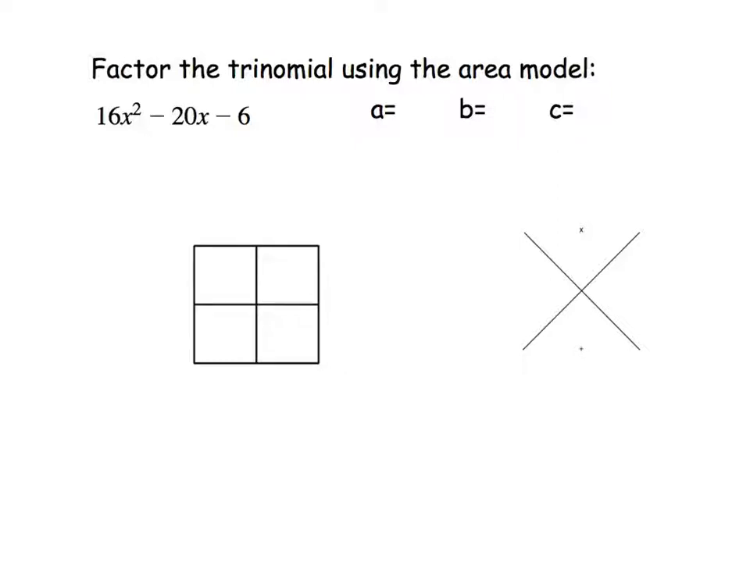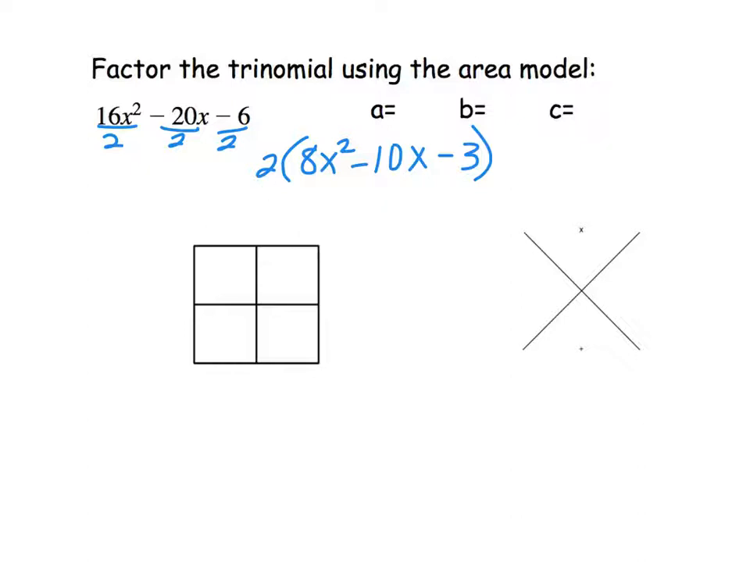And basically what that means is I'm dividing each term by 2, and then just rewriting my new trinomial. So 16x squared divided by 2 is 8x squared. Negative 20x divided by 2 is negative 10x. And negative 6 divided by 2 is negative 3. So here's my new trinomial. This is what I'm going to factor now using the area model.